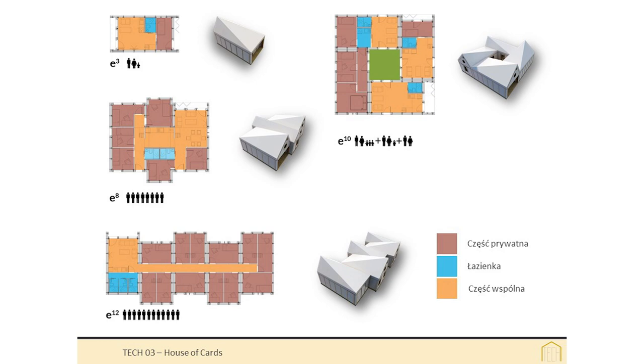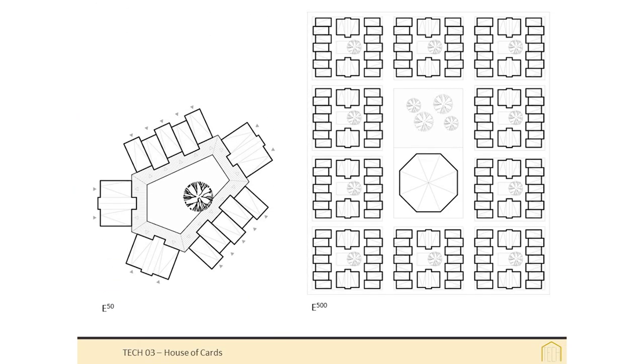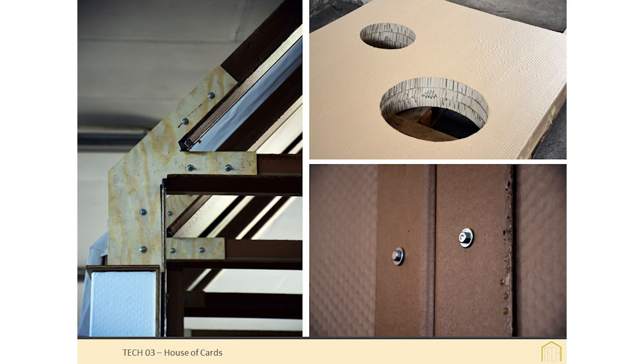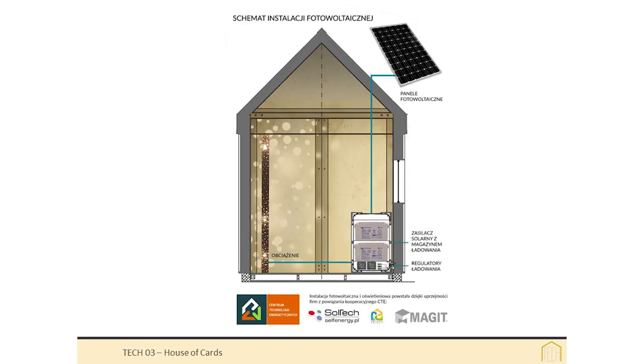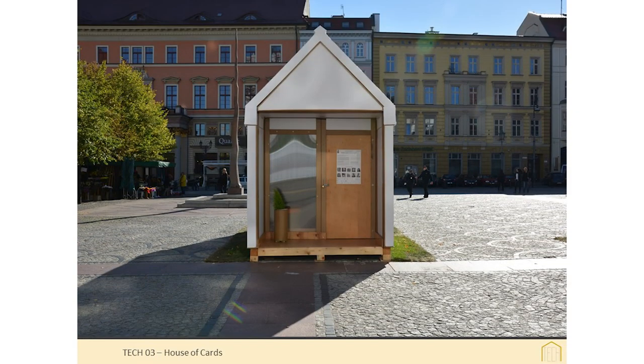So sometimes a few families, sometimes 12 guys, sometimes one small family. And we also imagined it can be arranged for 50 people in such a housing estate, or maybe like an ancient Roman camp for about 500 people. And then we created the prototype with the use of honeycomb panels, L shapes, and some timber elements for connection. A very small unit, which was also powered by PV panels, and it was exhibited in the city of Wrocław.